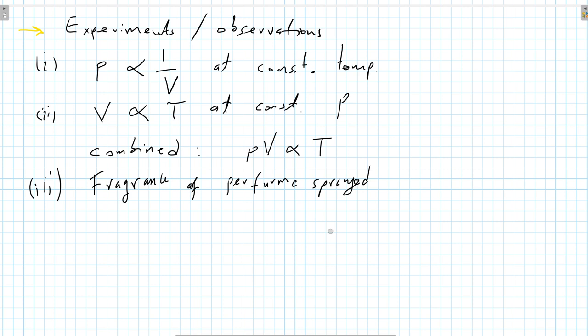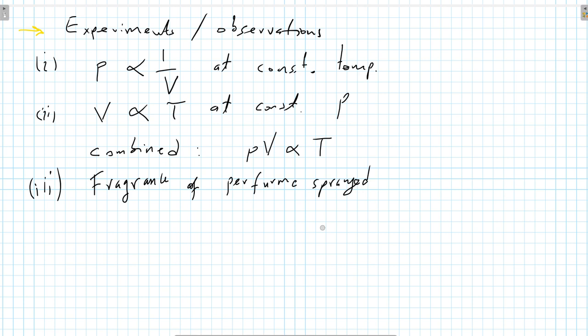Then one would expect that when you spray a perfume, it shouldn't take time. I mean, one would expect that immediately we should be able to find it in other parts of the room. But this is not happening. So why is it this way? This is another observation which can be explained based on the kinetic theory of gas, as we're going to see. So these are three points regarding experiment.